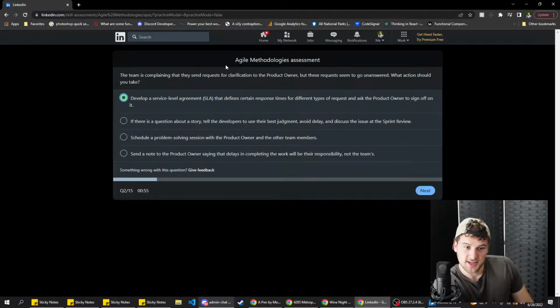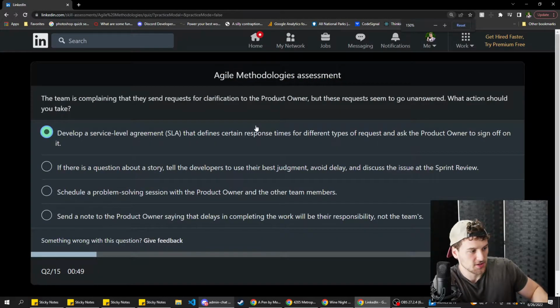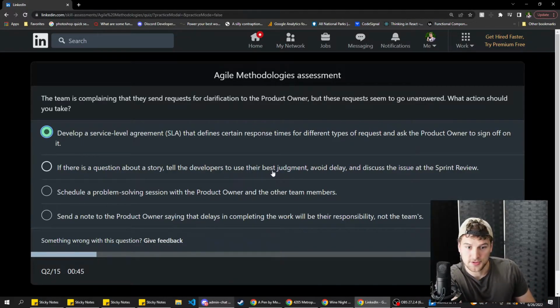If there is a question about a story, tell the developers to use their best judgment, avoid delay, and discuss the issue at the sprint review. I'm going to zoom in on this so you guys can see that easier. That doesn't seem like a very good solution. Schedule a problem-solving session with the product owner and other team members. I feel like this is better still. Send a note to the product owner saying that delays in completing the work will be their responsibility, not the team's.